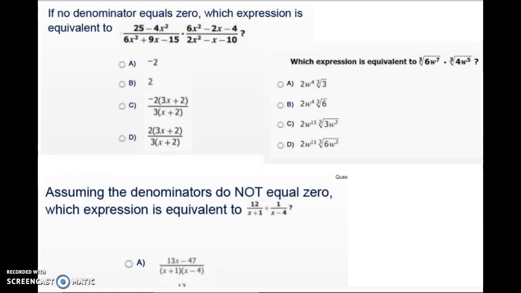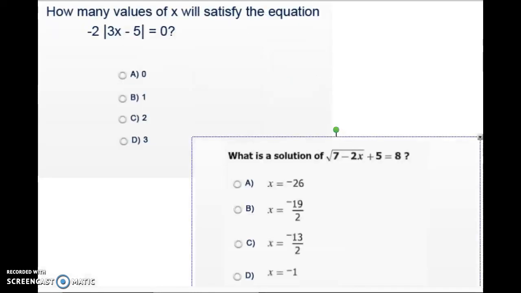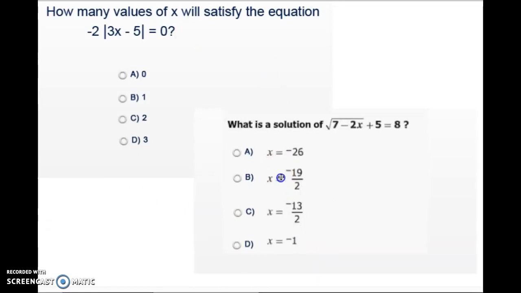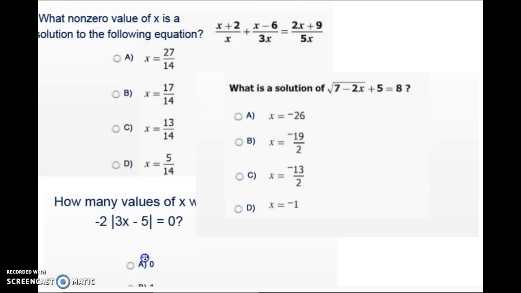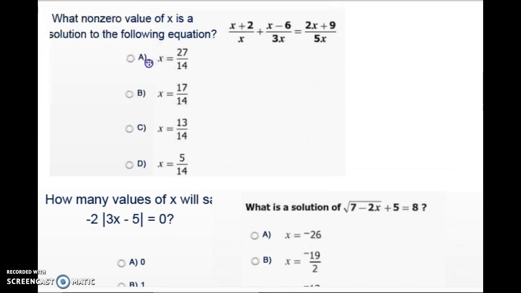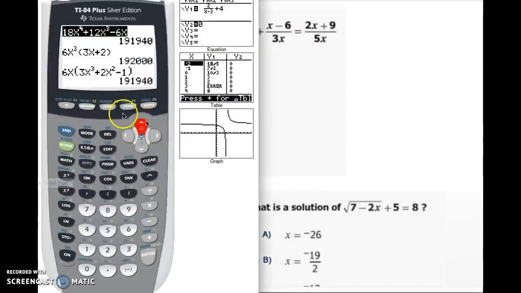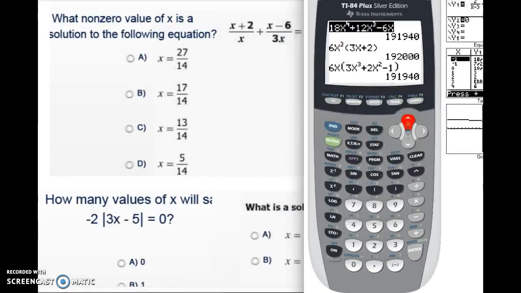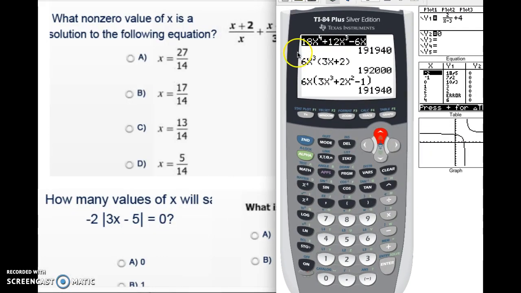All right, the other place where we're going to want to be using this store function on our calculator is when we have to solve, all right? Now, let's go ahead and start with, oh, we've got lots of options here. Let's start with this one. If I want to know if 27 over 14 is the correct answer to this problem, then one option we could do is store that x value. In the next video when we do solving, I'm going to show you another method we could use for this one also.